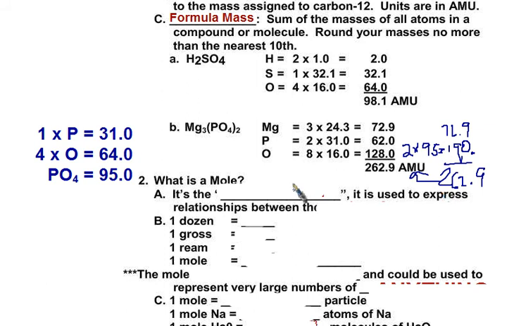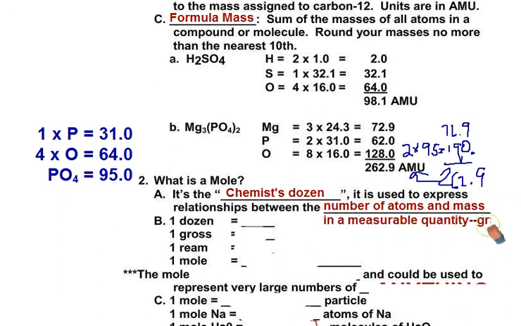Now this brings us to what is a mole. The mole is this new number that we are developing, just like there are a whole bunch of other numbers out there. For this one, we call it the chemist's dozen. The chemist's dozen is used to express relationships between the number of atoms and the mass in a measurable quantity, grams. So we can start measuring things in grams and relate them to the number of atoms that we have.